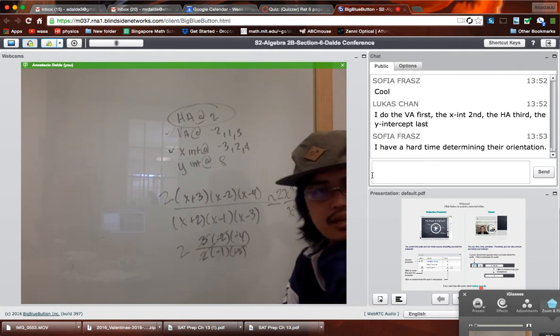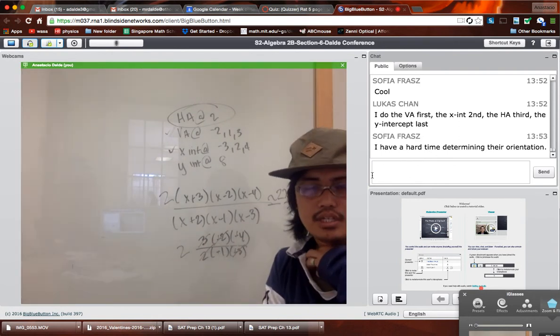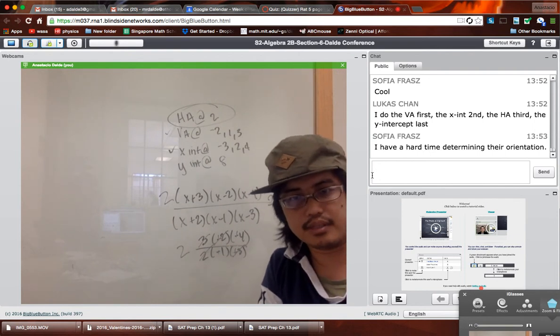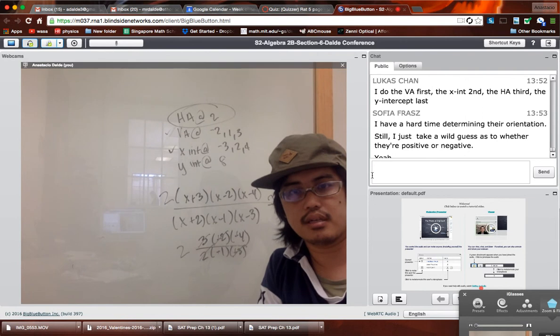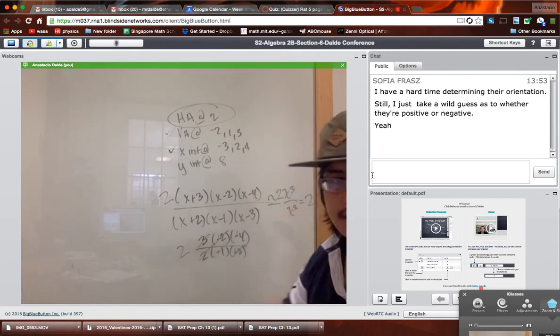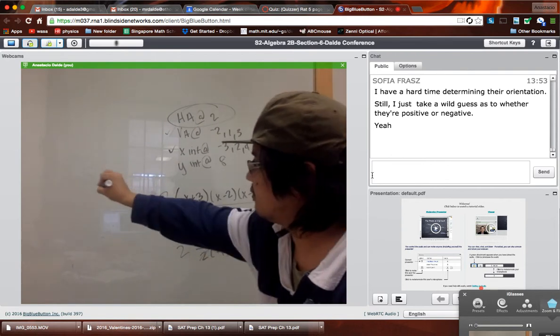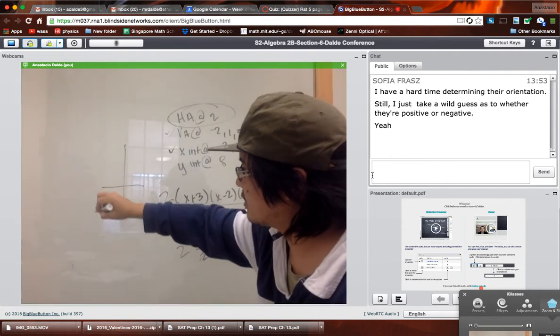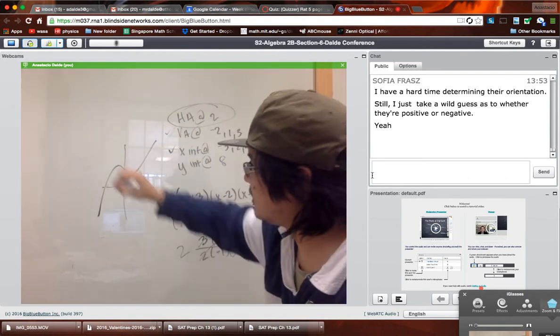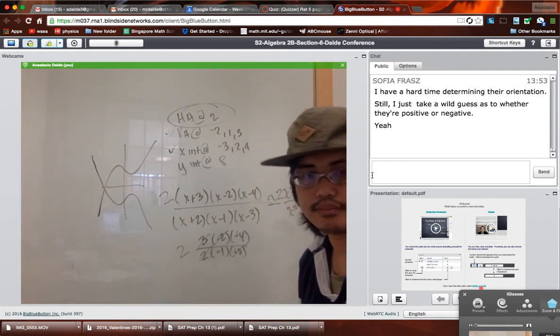Sophia, what do you mean you have a hard time determining the orientation? Are you talking about flipping it upside down or it being right side up? Is that what you're saying? All right. What Sophia is saying is she has a hard time if the graph is like this when it's supposed to be like this.